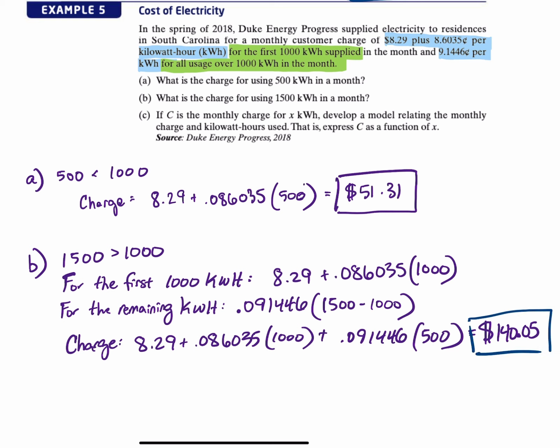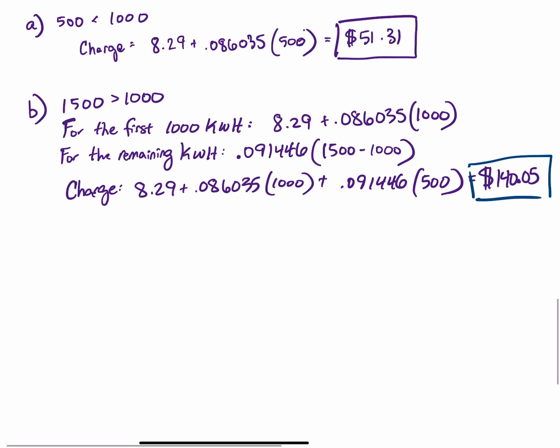So how can we describe this using a piecewise function? It's obviously changing behavior, so we want to be able to describe how it will work out, how it will be calculated. So it's asking us to build a function called c of x that will build the charge. So let's think more generally. Instead of 1500, let's just say let x equal the number of kilowatt hours used.